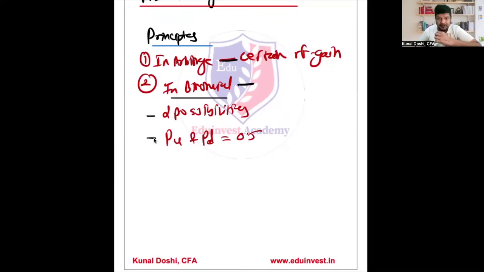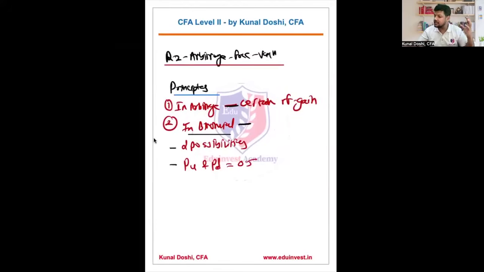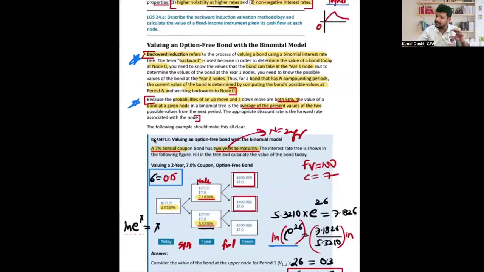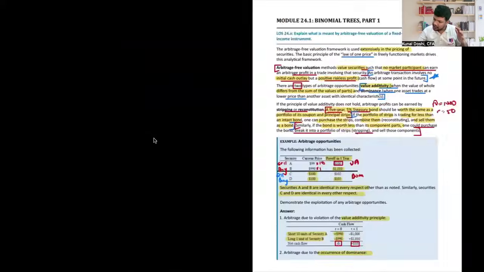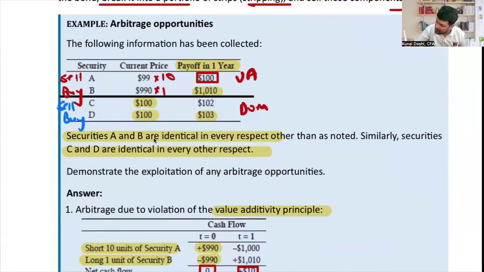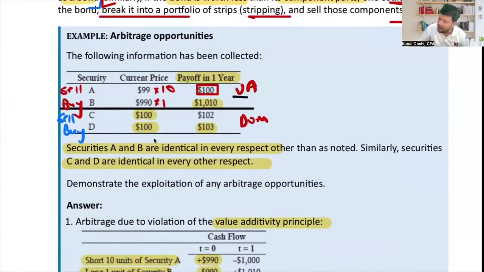How does dominance differ from additivity? Okay, my friend is asking me a question. Dominance and additivity. Let me go back here. You can see the example in value additivity. You'll have to buy 10 bonds of A to make it comparable with B. But in dominance, you don't have to do that. You have these two bonds of the same price and you have to compare which one is going to give you higher value. Understood the difference?